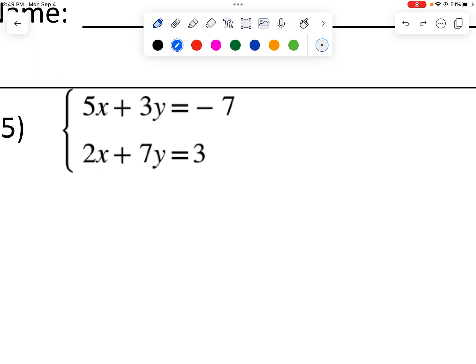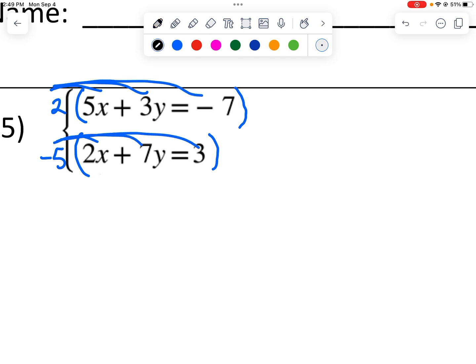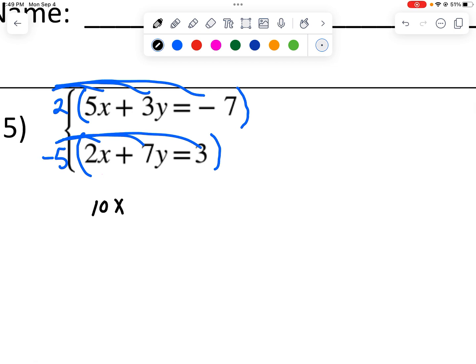So here's what I'm going to do. Watch this. I'm going to multiply this equation by 2, and I'm going to multiply this equation by negative 5. And remember, when we do that, that is a distribution all the way across the equation. So 2 times 5x is 10x. 2 times 3y is 6y. 2 times negative 7 is negative 14. That's the first equation doubled.